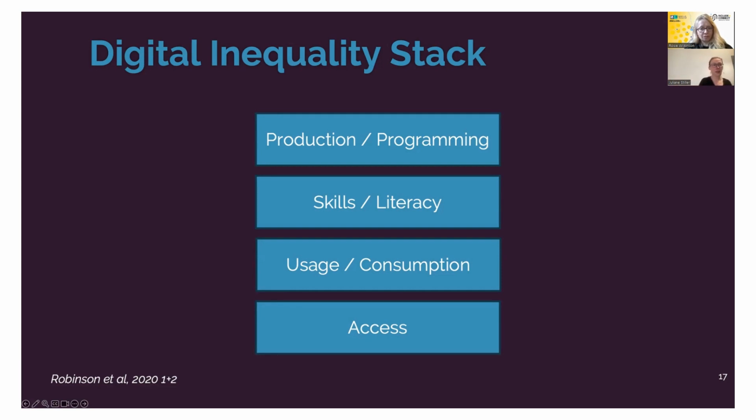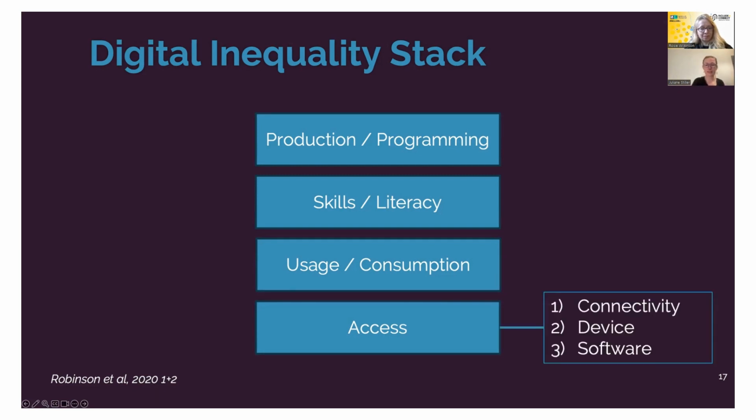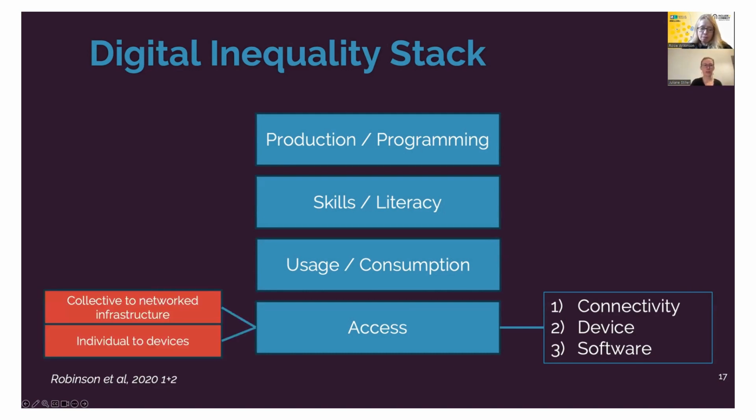And if we take this now and apply it to the digital inequalities, then we can also say we have layers such as the access, the usage and the consumption, skills and literacy, and production and programming. If I'm now on the basic layer and I look at access, then with regard to access, I can look at access to connectivity, access to devices, access to software. And there's also another perspective to access: the collective access to a networked infrastructure, or the individual access to devices.